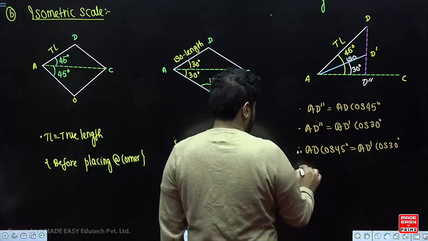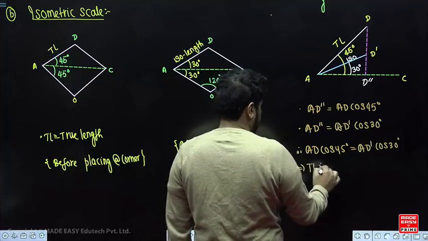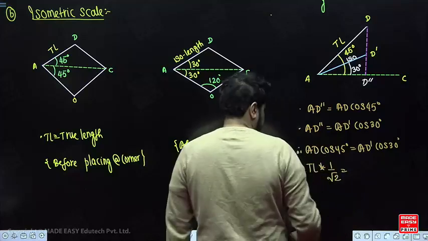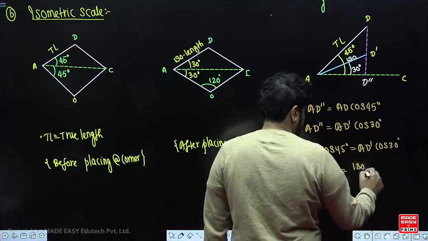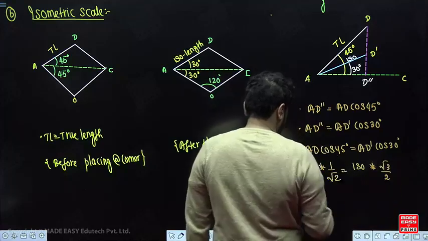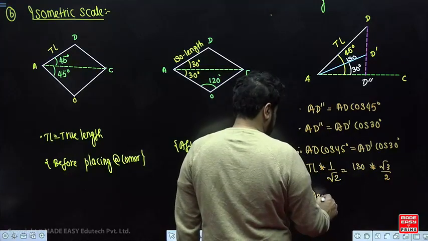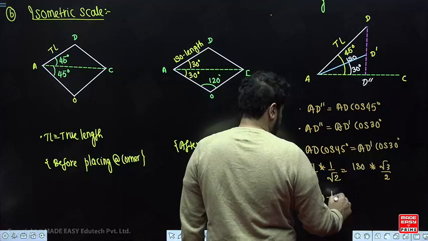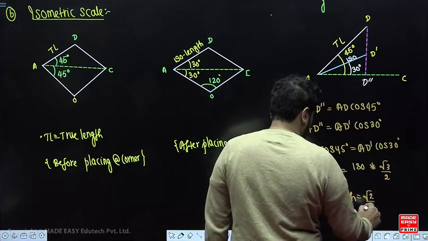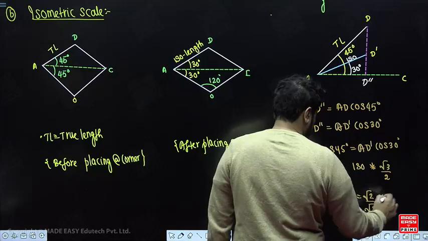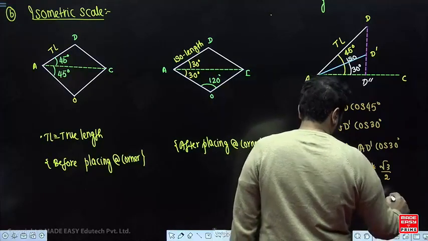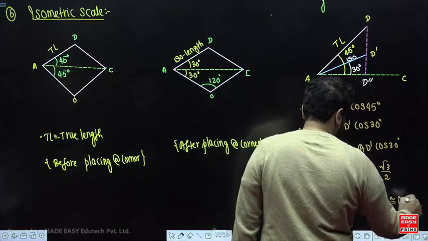What is AD? It is true length into cos 45, 1 by root 2. AD dash is how much? It is nothing but your iso length, iso into cos 30, root 3 by 2. So therefore how much is the iso length? So iso scale or iso length will be how much? It is equal to root 2 upon root 3 times of true length. This is approximately equal to 0.816 times of true length.